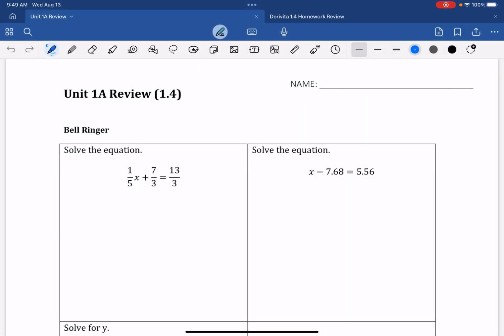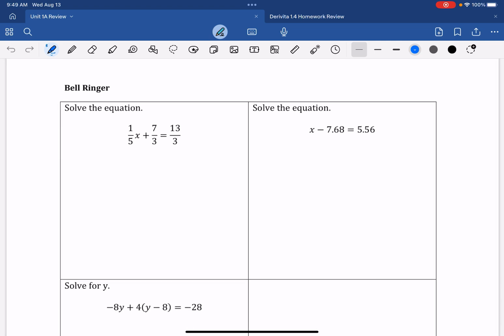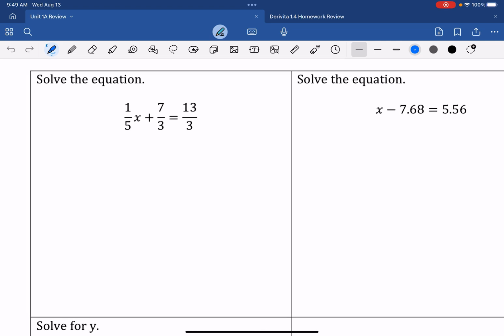This is lesson 1.4. This is the unit 1A quiz review. So you're going to have a quiz next time. So we'll start with going through the bell ringer for this lesson.